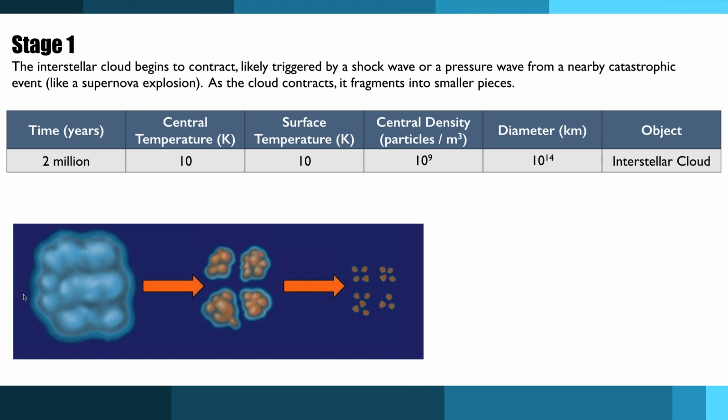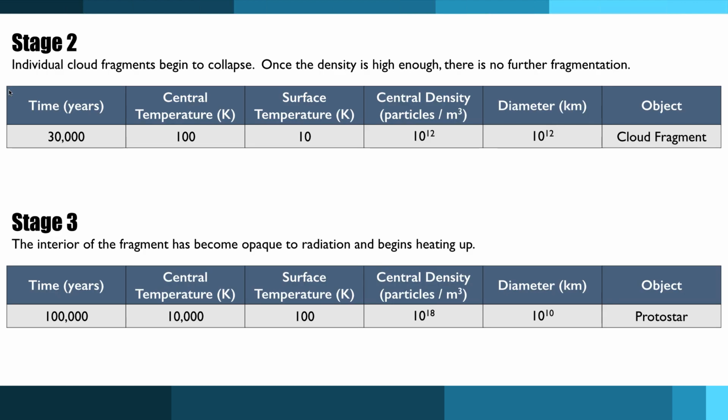So that's stage 1. The object is still an interstellar cloud, and it's just starting to fragment into smaller and smaller pieces. You'll notice that it's still fairly cold, even at the core, and the surface temperature is only about 10 Kelvin, and the density is relatively low, and the diameter is very, very large. So as it contracts, it continues to fragment, and the process of the cloud fragmenting into smaller pieces over and over and over again will eventually be stopped in stage 2.